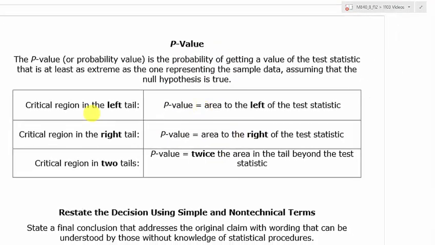If the critical region is in the left tail, then the p-value would be the area to the left of the test statistic. If the critical region is in the right tail, then the p-value is the area to the right of the test statistic. If the critical region is in two tails, then the p-value is twice the area in the tail beyond the test statistic.